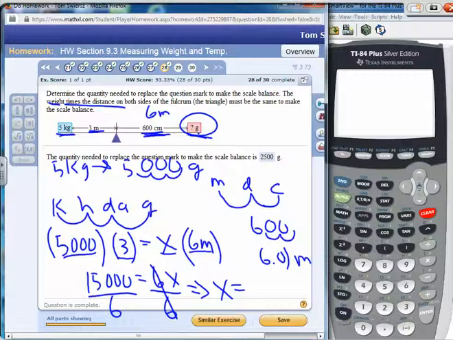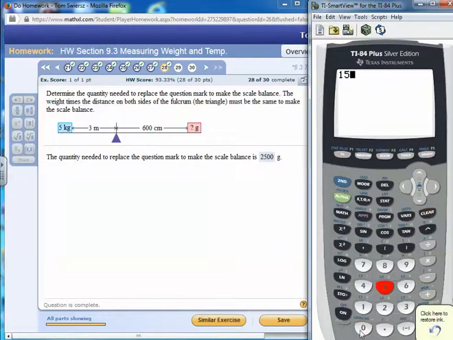So I get 5,000 times 3 equals 6 times x. Divide by 6 to solve for x. And 15,000 divided by 6, we'll do that on our calculator, will give us the correct answer. 2,500 grams. And that is indeed the correct answer, 2,500 grams. All right, very good.